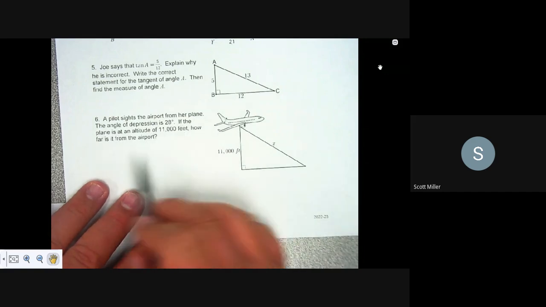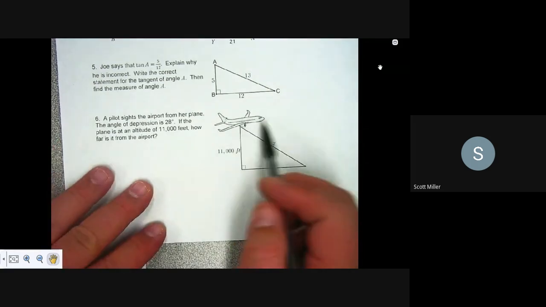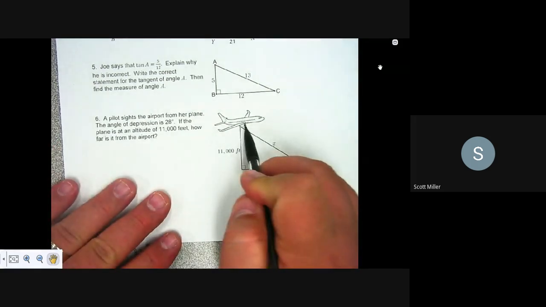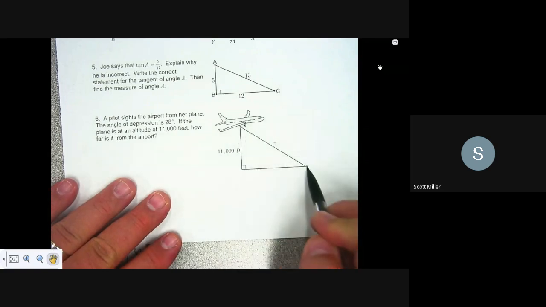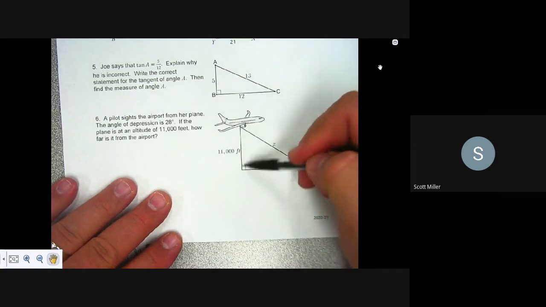So based off of this story, you draw a picture. You don't have to draw the actual plane. You can just draw the triangle. Here's the plane right here. The line of sight. So this is where the airport is over here. Okay. And so this is the line of sight. The altitude of the plane is 11,000 feet.